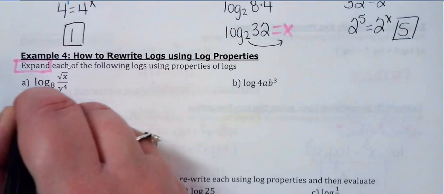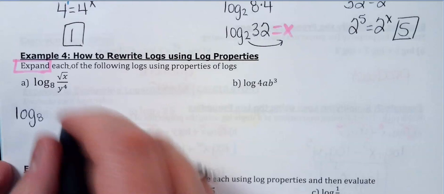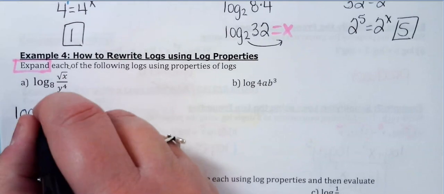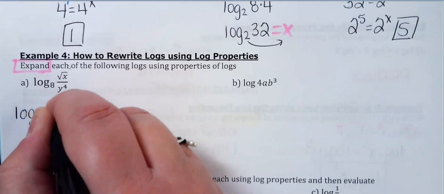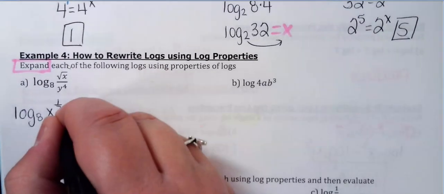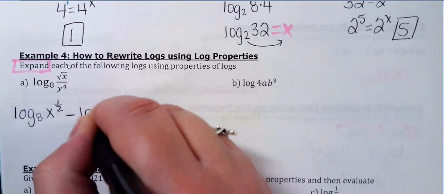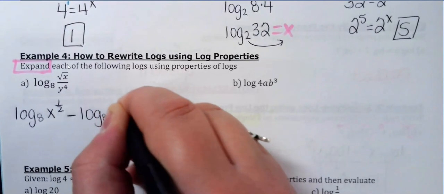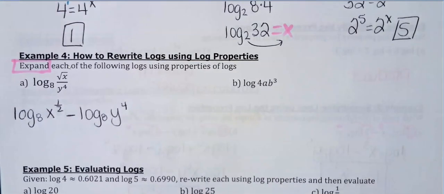So this would be the log base 8. Okay, see if this is okay with you guys. Square root is the same thing as the 1/2 power. We're going to put a rational exponent when we expand, but we're going to put it back together. You're going to see the radical. And then I have a quotient here, so I'd be subtracting log base 8 of y to the 4th. And if you can do this in one step, that's fine. I'm just doing it in two separate steps.